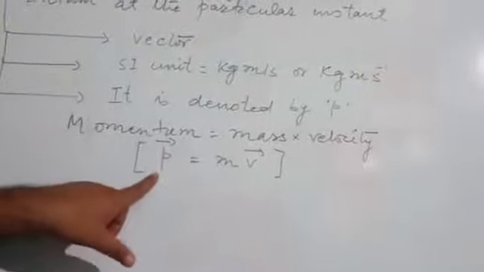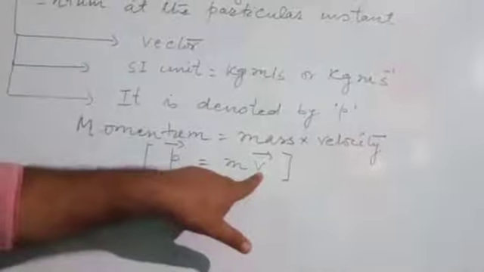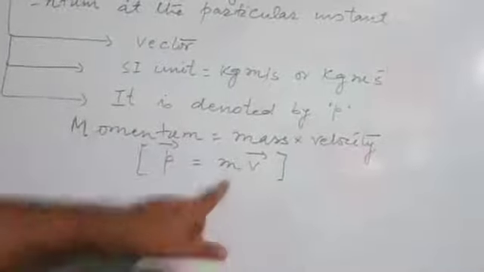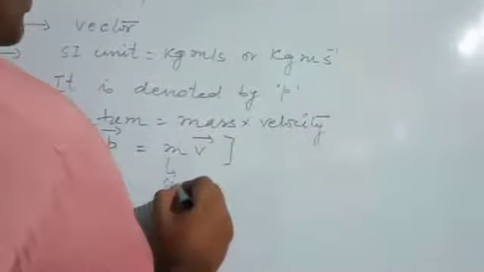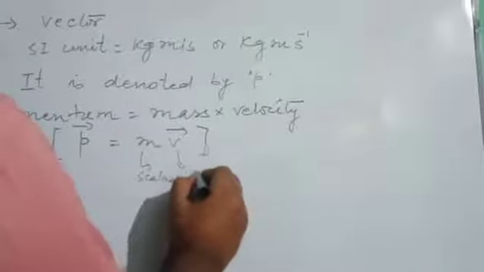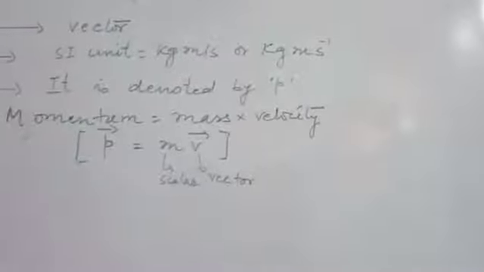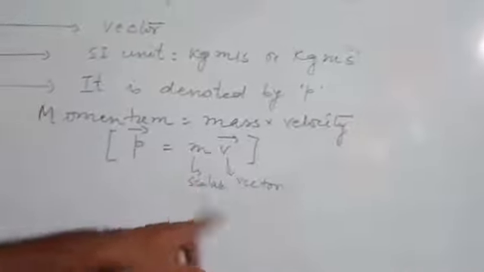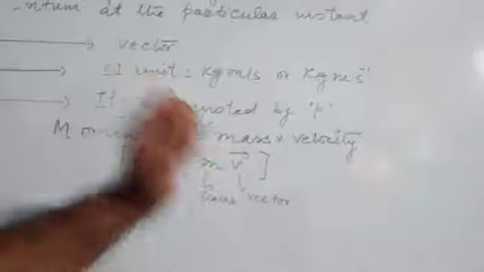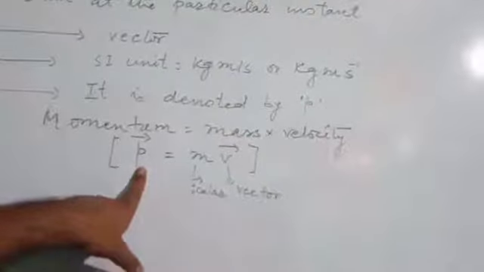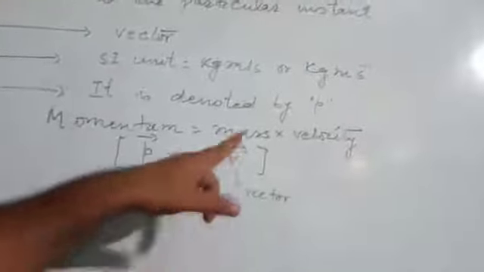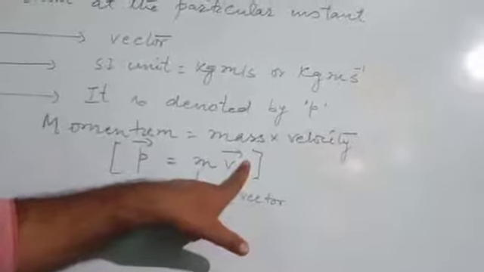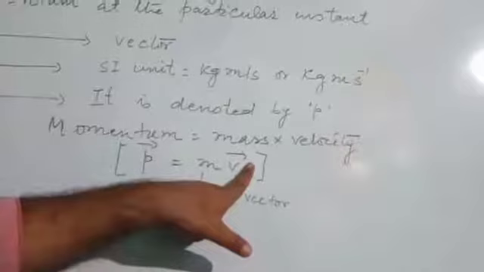This arrow sign shows that momentum is a vector quantity. Velocity is also a vector quantity, as you know. Mass is a scalar quantity. Here momentum is the product of mass and velocity. And you also know that the product of a scalar quantity and a vector quantity is always a vector. It has magnitude as well as direction. The direction of the momentum of a body is the direction of the velocity at the particular instant.